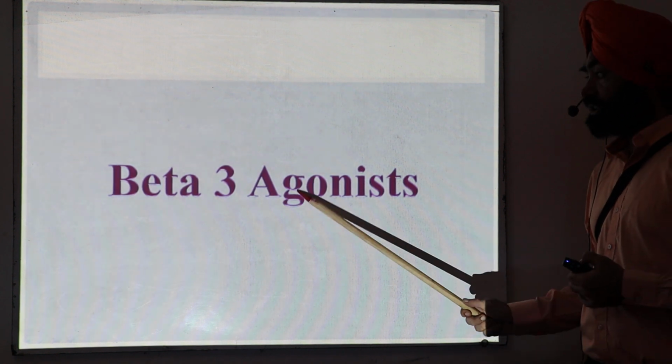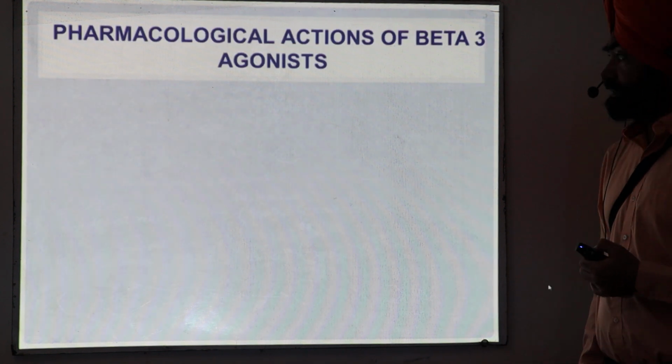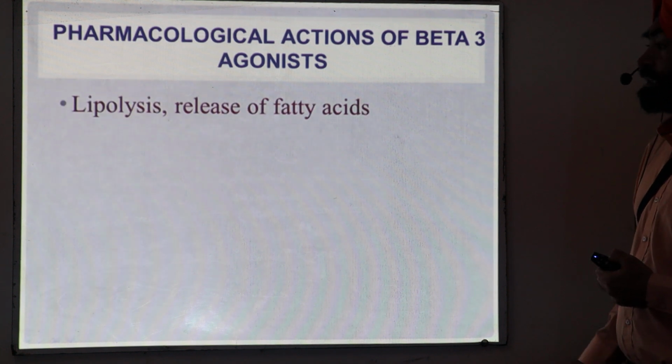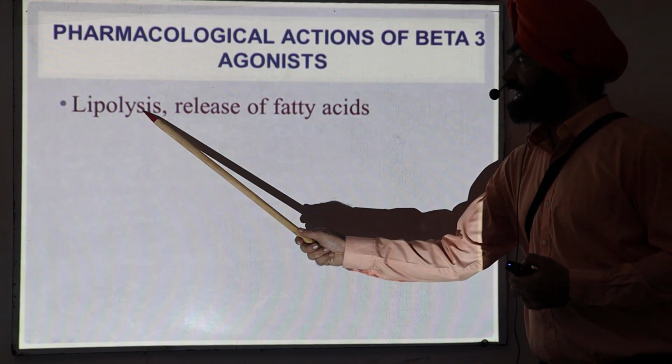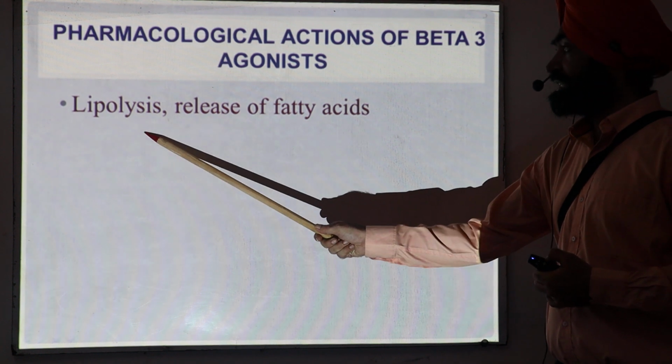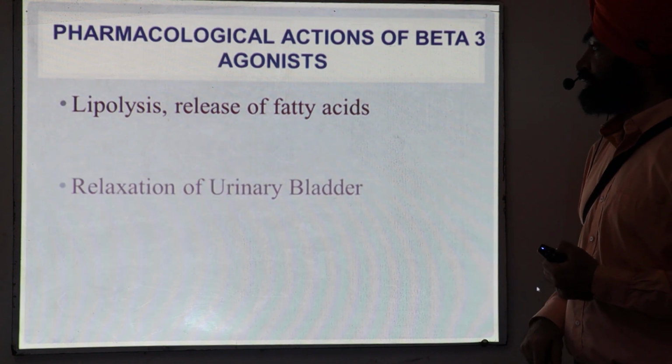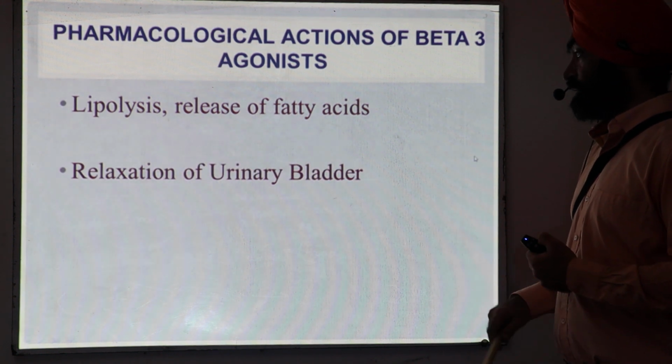Coming down to the last one, beta 3 agonists. As I told, their major action is on the fatty tissues. They increase lipolysis, they increase the release of fatty acids, and they relax the urinary bladder.